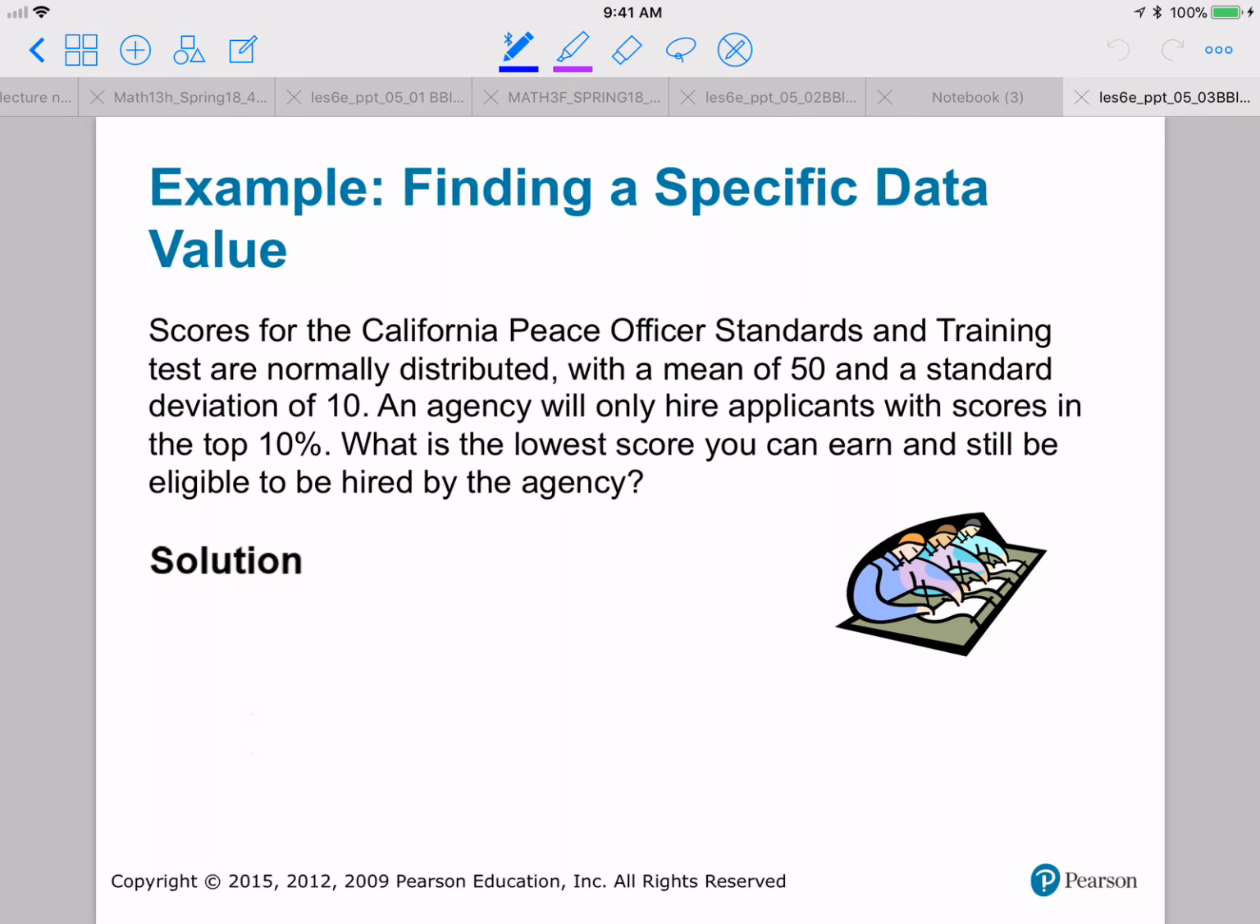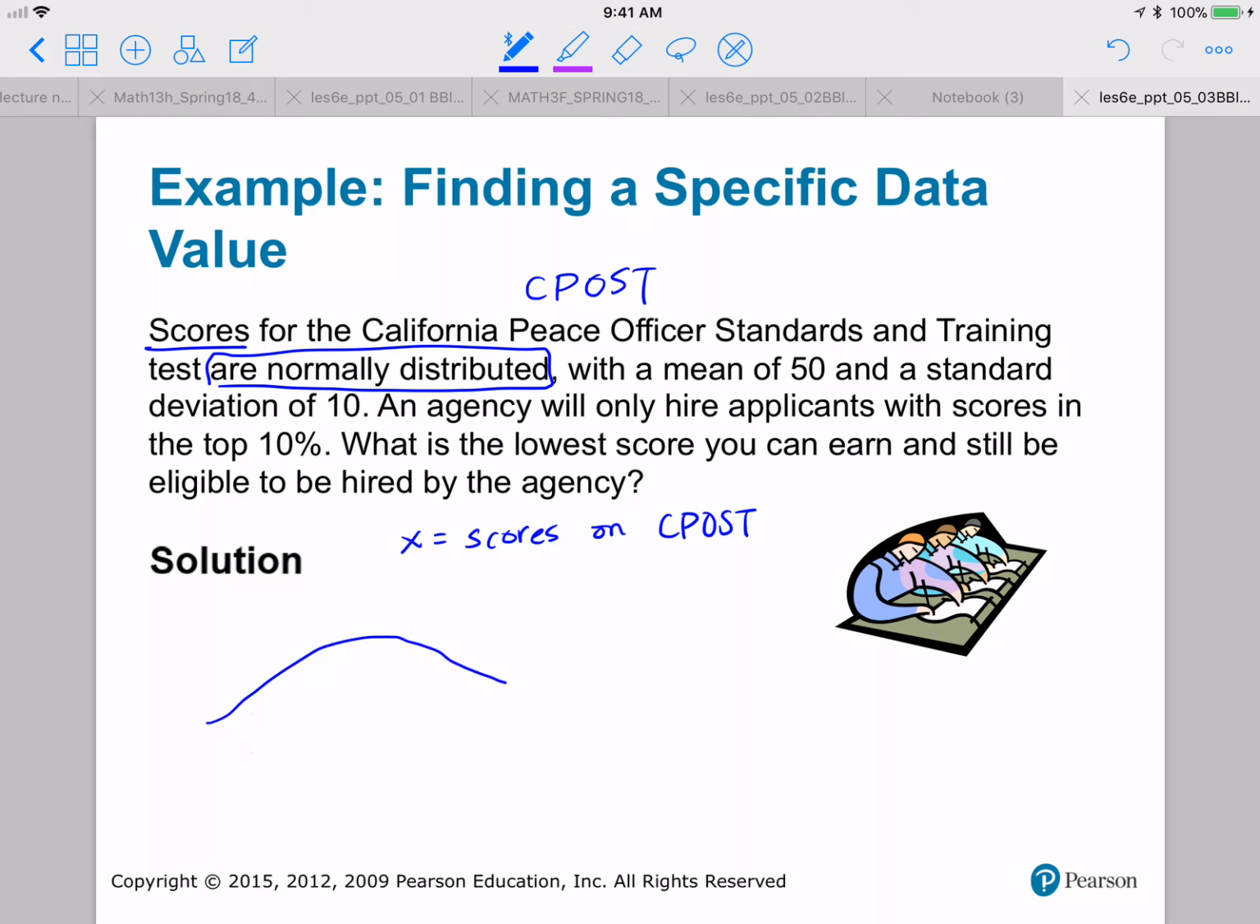So let's look at this example here. Scores for the CPOST, California Peace Officer Standards and Training, which is a test, are normally distributed, with a mean of 50 and a standard deviation of 10. So let's say X equals scores on the CPOST. Since the scores are normally distributed, we can go ahead and draw a normal distribution. Now label the horizontal axis X.